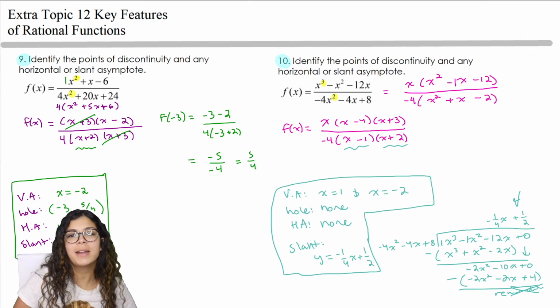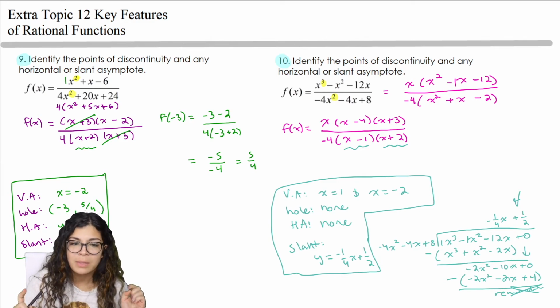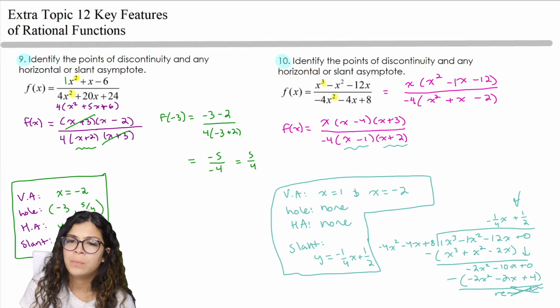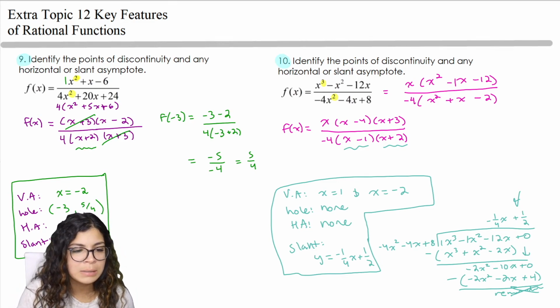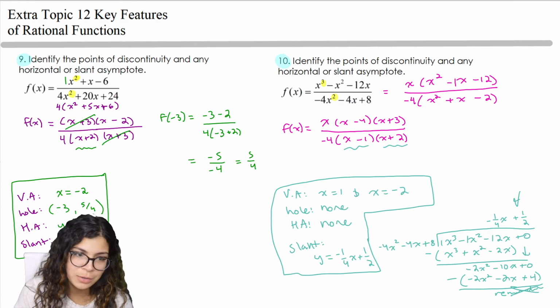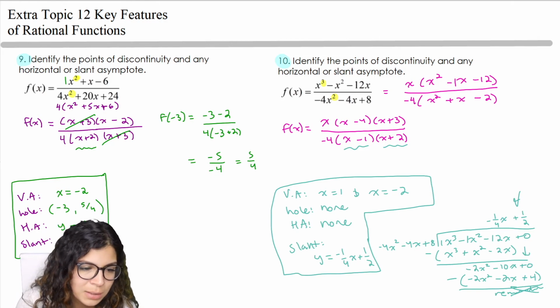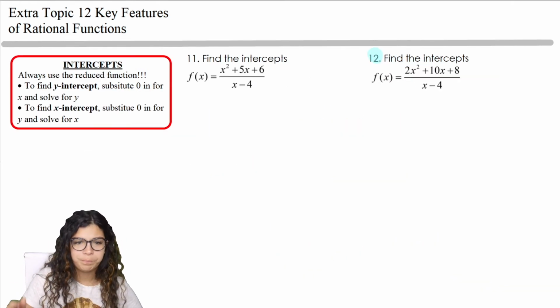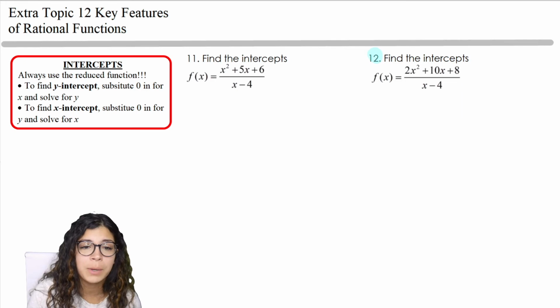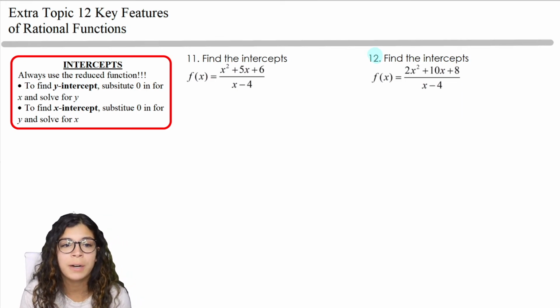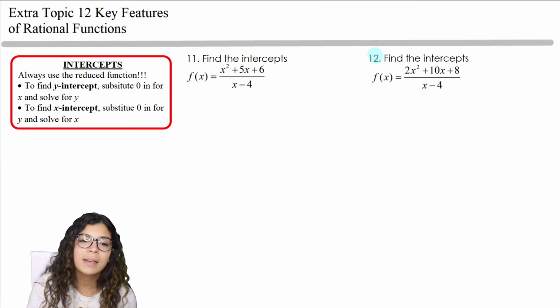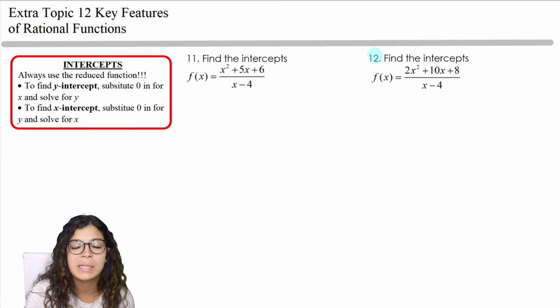Okay, so that is asymptotes. The last thing that I want to cover in this video, just because it's really quick and easy, is x and y intercepts. That's another key feature of rational functions that we're going to need. Now, we've done this a trillion times before, right? To find the y-intercept, you substitute 0 in for x and solve for y. To find the x-intercept, you substitute 0 in for y and solve for x.